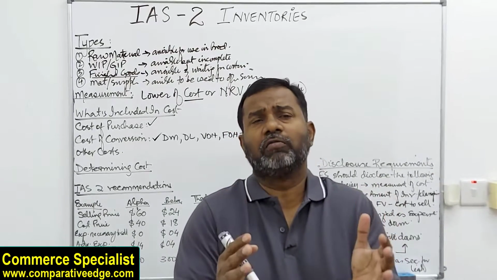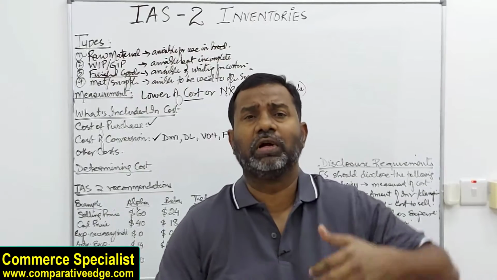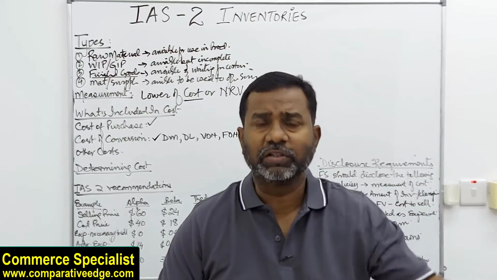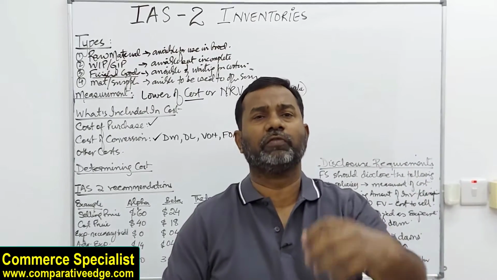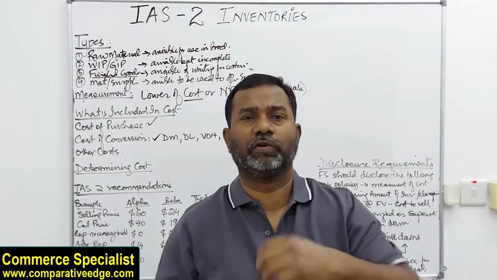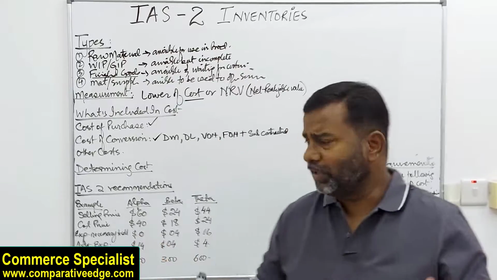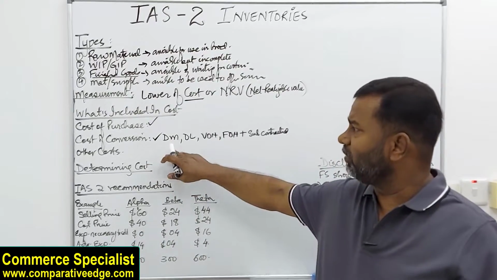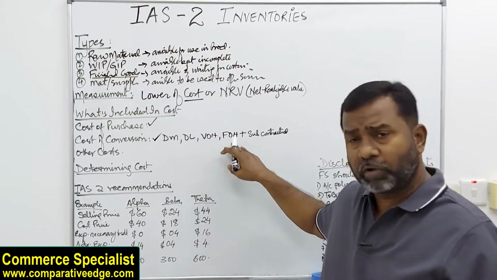So I have subcontracted a part of my finished goods to X company. Whatever they charge me, that is included in cost of conversion. Whatever they charge me for making the glass top, that is included in the cost of conversion. Ideally, normally, cost of conversion will include direct material, direct labor, variable production overheads, fixed production overheads.